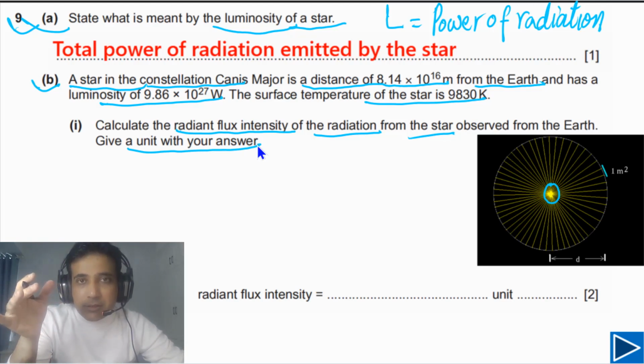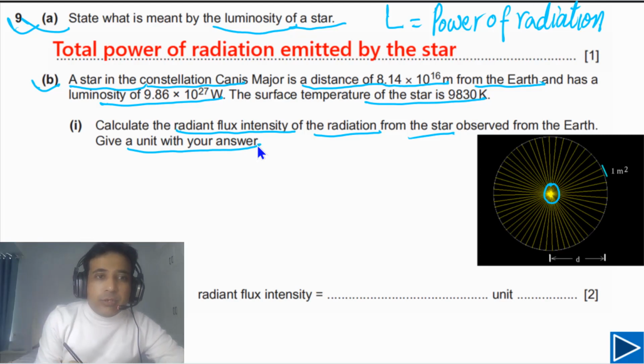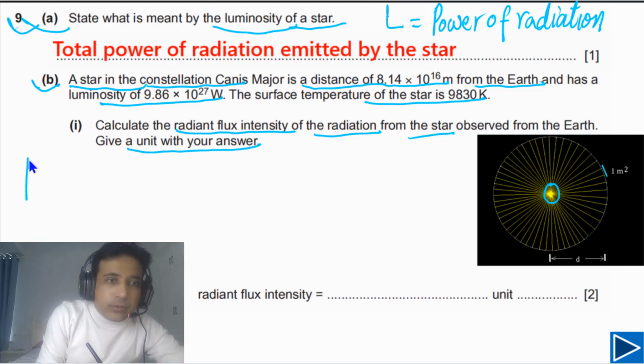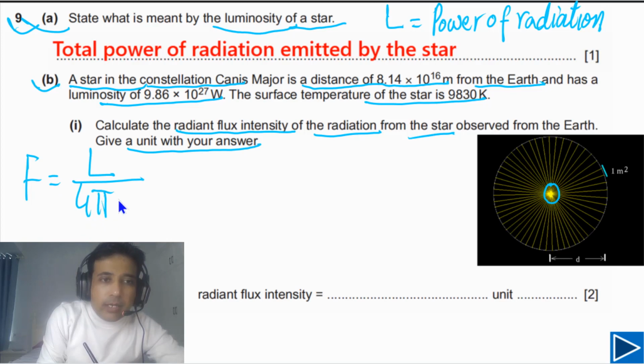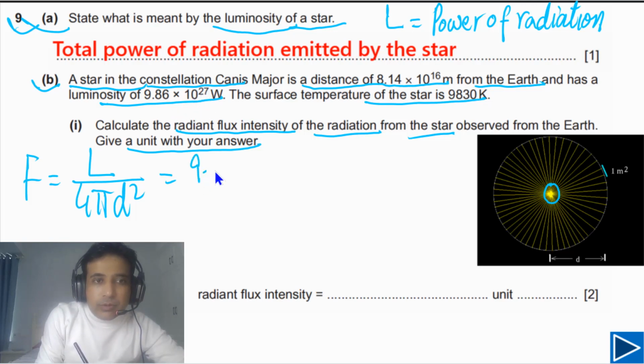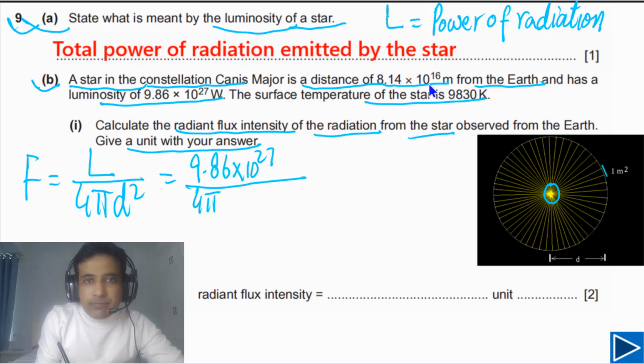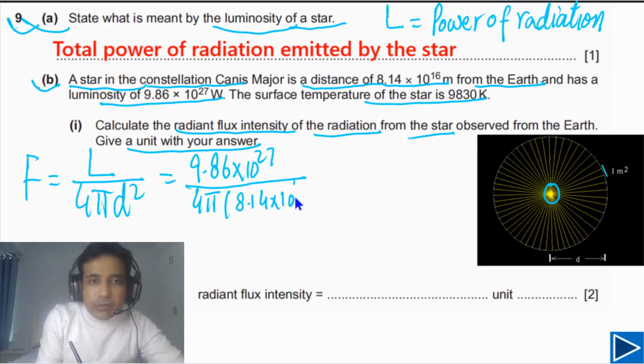In this case, we need to write down what is intensity. Intensity simply is equal to F, and F is equal to L divided by 4 pi d square. We have the value of luminosity: luminosity is equal to 9.86 times 10 to 27, divided by 4 pi d square. D is the distance, which is given: 8.14 times 10 to 16, squared. Now if we solve this, we can find the value of radiant flux intensity.